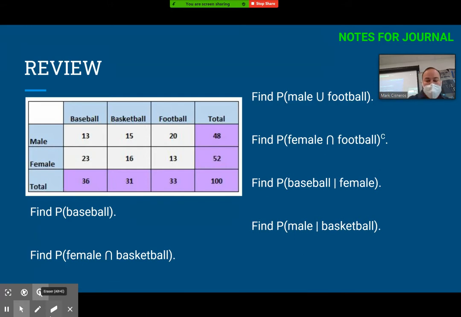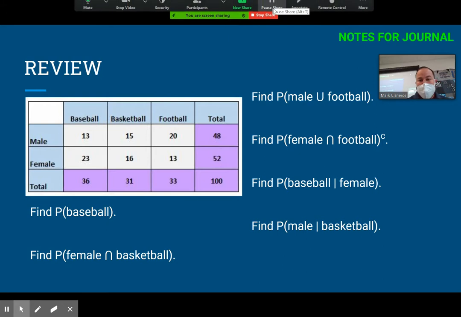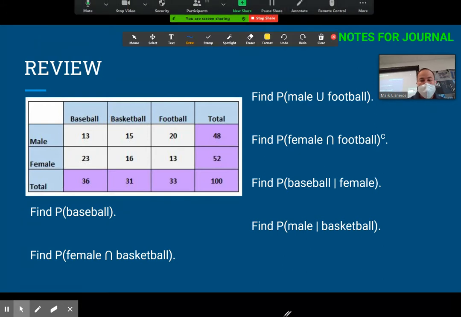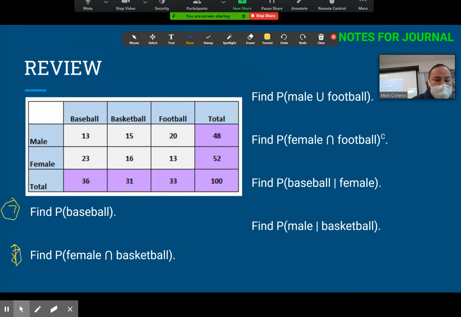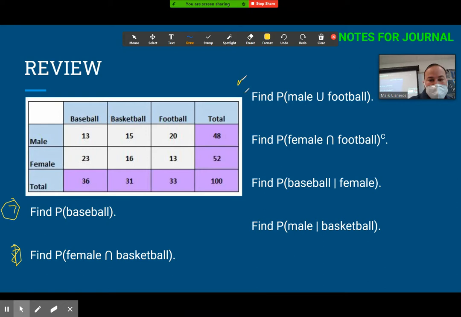What number are we on? 7? Okay. So label this 7 through 12. So number 7, 8, 9, 10.